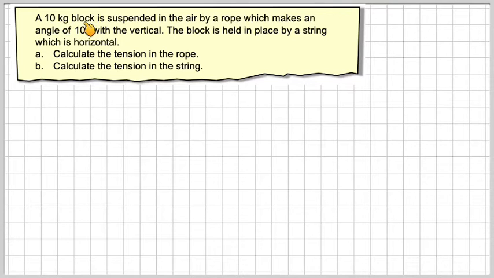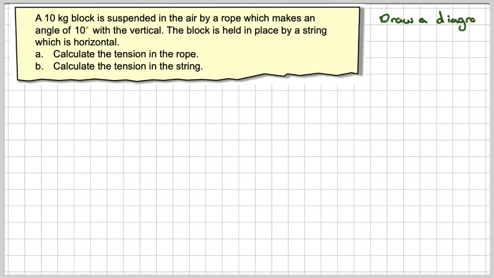A 10 kilogram block is suspended in the air by a rope which makes an angle of 10 degrees with the vertical. The block is held in place by a string which is horizontal. We have to calculate the tension in the rope and the tension in the string.